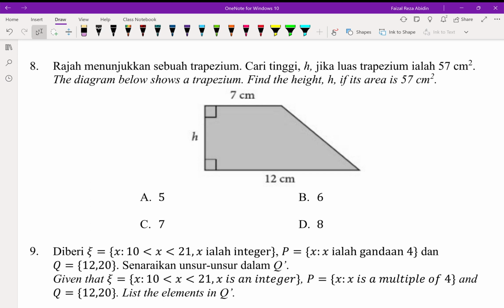Okay, number 8. The diagram below shows a trapezium. Find the height h if its area is 57 centimeters. Easy one. It says over here the area of a trapezium. So you must find the formula for the area of a trapezium. What is the formula?